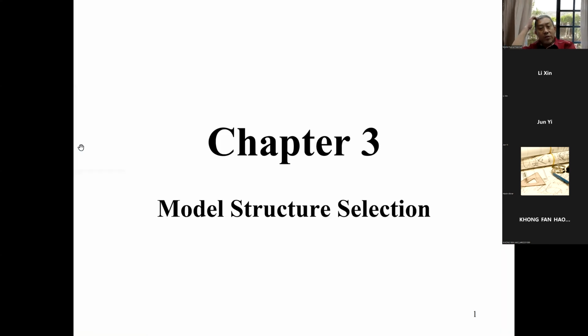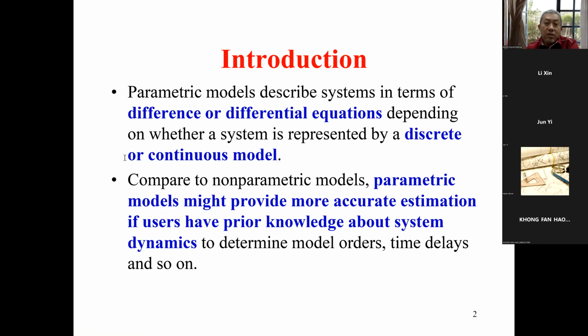Okay, model structure selections for chapter 3. Basically, a parametric model is different from a non-parametric model because a parametric model describes the system in terms of difference or differential equations. If you are in continuous time, you use a differential equation, but if you are in discrete time, we use difference equations, depending on whether your system is discrete or continuous.